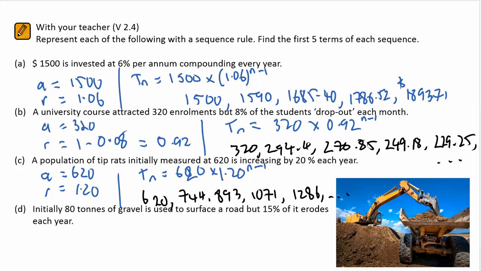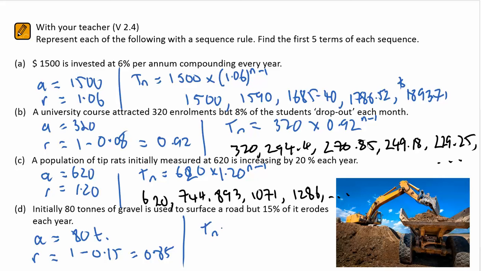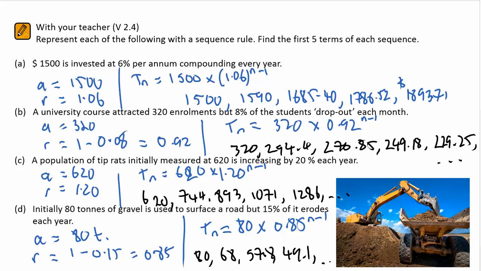In D, we've got 80 tonnes of gravel. So my first figure, A, is 80 tonnes. Now, we're losing 15% a year, so that means my R figure is 1 minus 0.15, which is going to be 0.85. I could then write the sequence as Tn is equal to 80 times 0.85 to the n minus 1. Entering that into your calculator, start at 80, the next year 68. And so on.